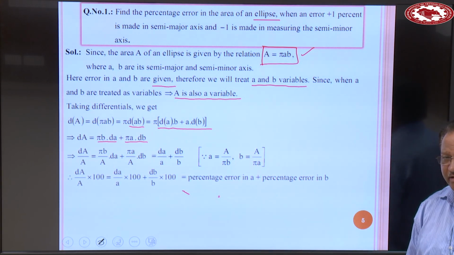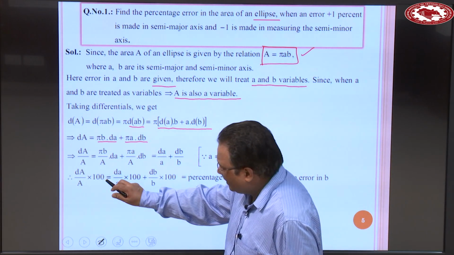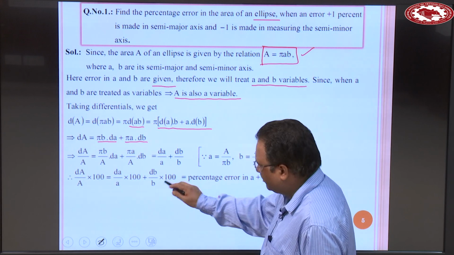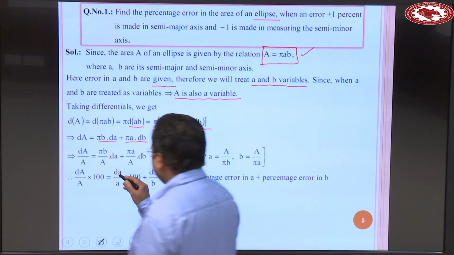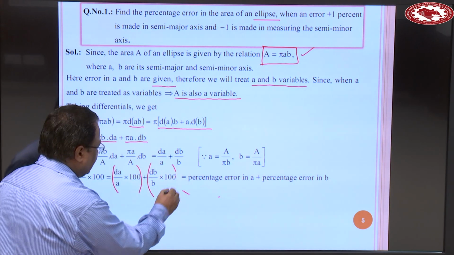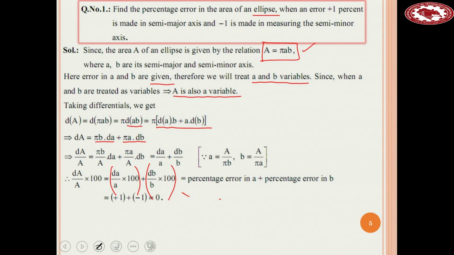Now, multiply by 100, because we have been given percentage error in the values of A and B, clear. So, multiplying by 100, we get dA over A into 100 is equal to dA over A into 100 plus dB over B into 100. This result means percentage error in A, and this result means the percentage error in the value of B. Okay. And these two values are given, plus 1 and minus 1. So, it becomes 0, clear. Hence, percentage error in the area of an ellipse is 0. This completes the solution. Okay.